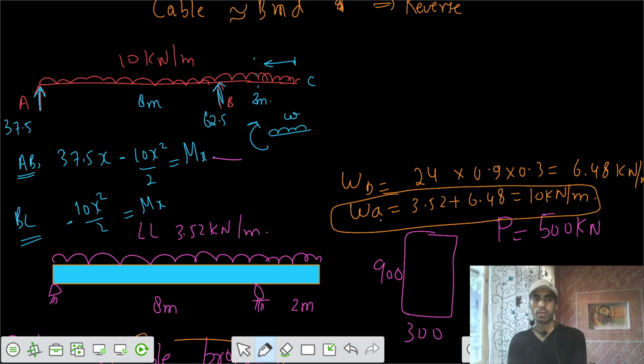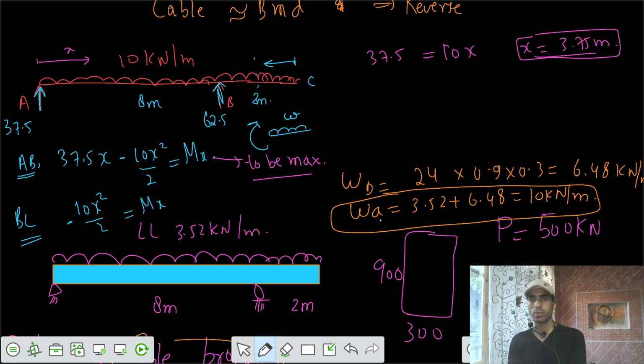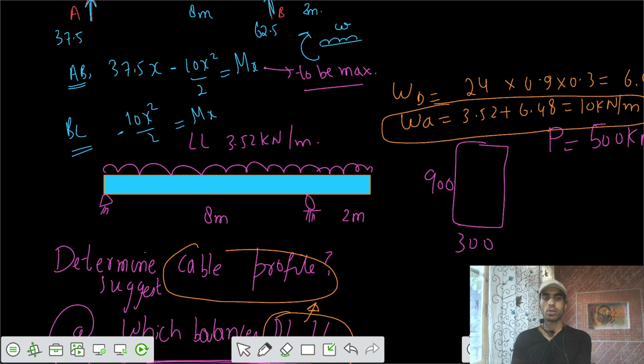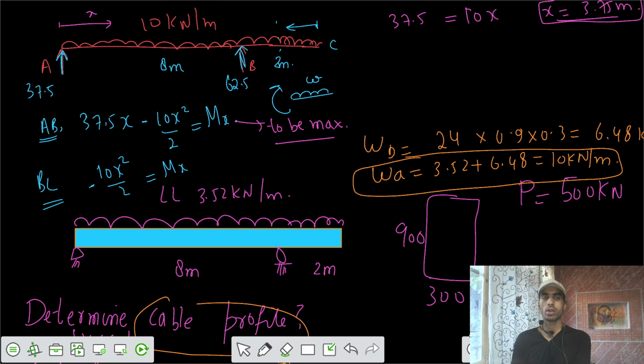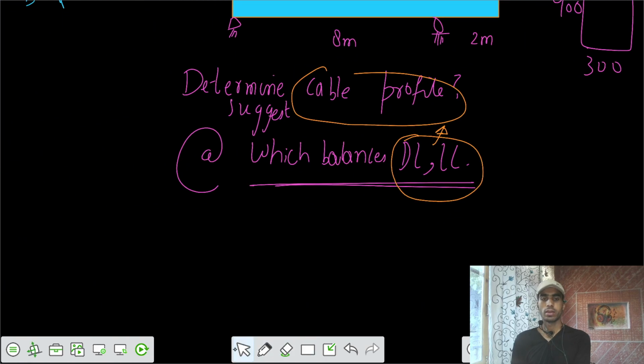If I want the moment at x to be maximum, I differentiate: 37.5 equals 10x, so x equals 3.75 meters from this side. So at x equals 3.75, your moment is maximum when you differentiate that function of moment. Out of the total 8 meters, at the location of 3.75, your moment is maximum.